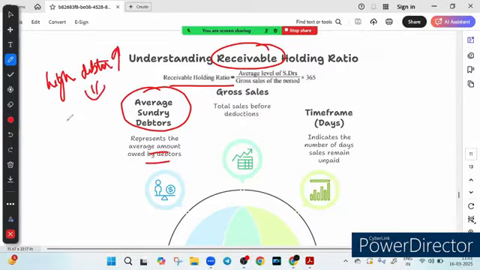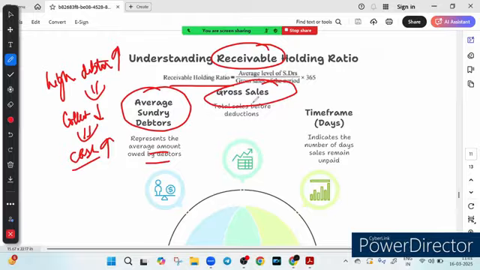So if debtors increase, it means collection will be slower, and this will cause a cash crunch and risk will rise. There is something called gross sale. Gross sale means total revenue before deduction. You have not deducted anything. The total sale you have received is called gross sale. Higher sales don't always mean better cash flow if payments are not collected on time.